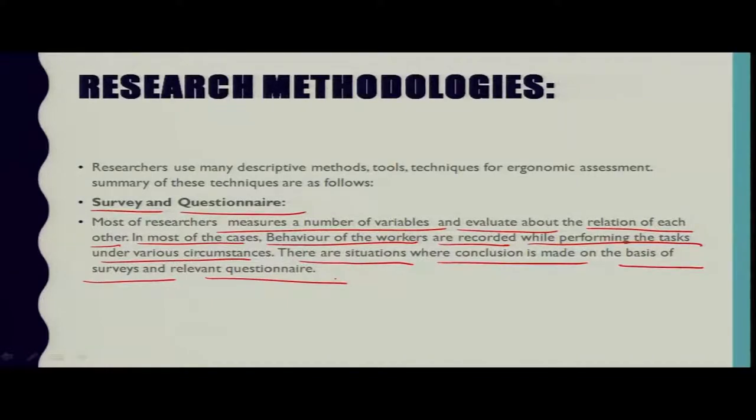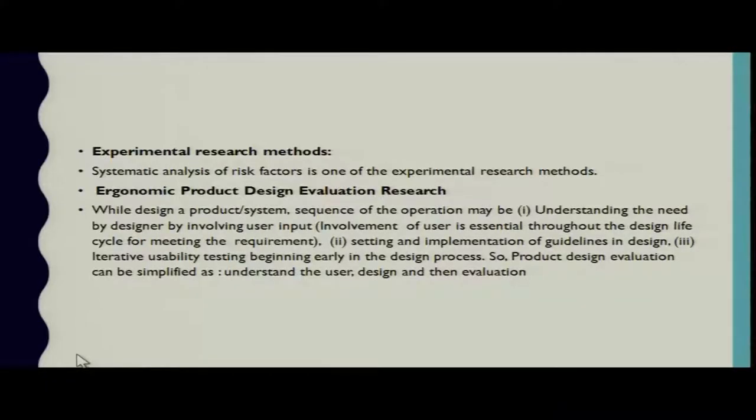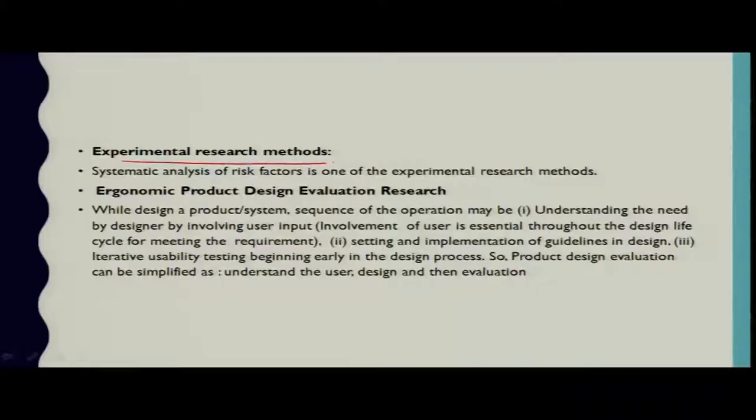So the goal of scientific research is to describe, understand and predict, drawing conclusions by predicting the relationship between variables. In that context, researchers use many descriptive methods, which are tools and techniques for ergonomic assessment. So the first kind of research method is survey and questionnaire, and second is experimental research methods, in which systematic analysis of risk factors is one. Those methods are HIOP and DST, etc.